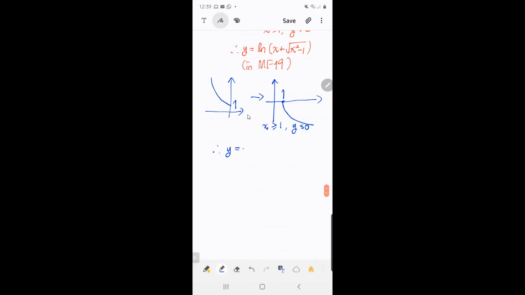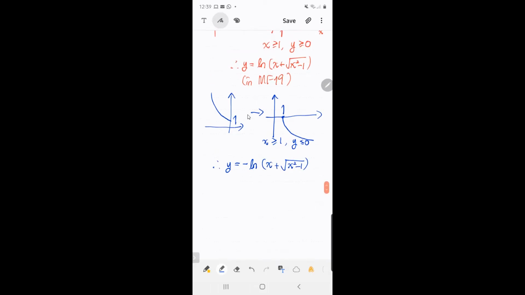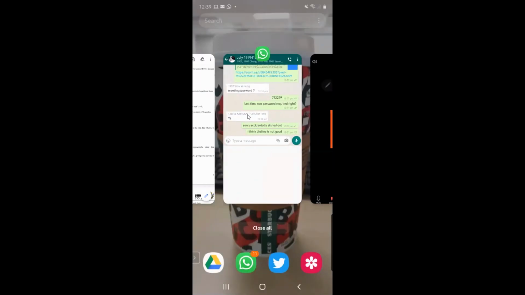y equals negative ln x plus square root of x squared minus 1. So this one is for this domain: x greater than or equal to 1, and the range is y less than or equal to 0. Okay, so therefore in question number 12 that one of your friends asked the other day, you will only have one answer in this case, question 12.